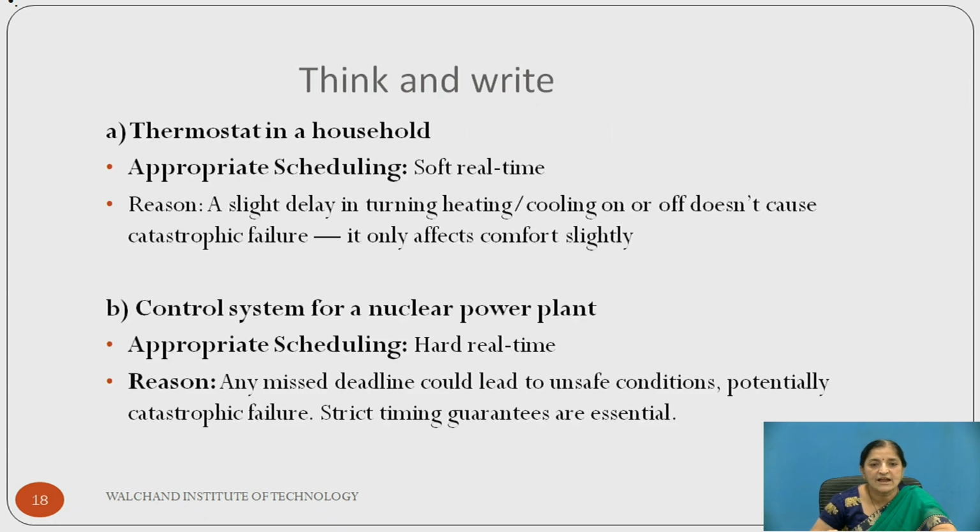So if we consider a thermostat in a household, the appropriate scheduling is soft real time. Reason? A slight delay in turning heating or cooling on or off doesn't cause any catastrophic failure or any disastrous consequences. It only affects comfort slightly. Second one is the control system for a nuclear power plant. Appropriate scheduling is hard real time. Reason? Any missed deadline would lead to unsafe conditions, potentially disastrous consequences. So strict timing guarantees are essential here.